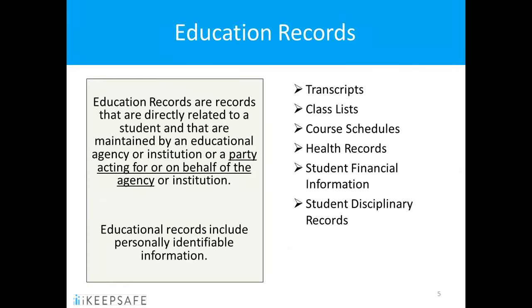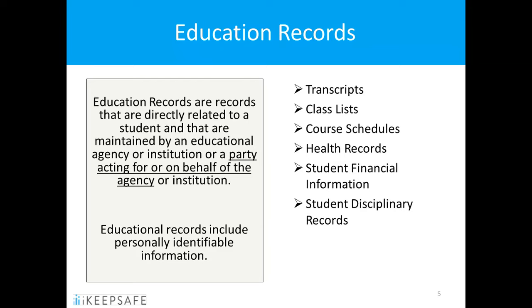In looking at the definition of FERPA, it's important to recognize what constitutes an educational record. Education records are records that are directly related to a student and that are maintained by a school or a party acting for or on behalf of the school. I've underlined a party acting for or on behalf of the school because this is where educational technology companies fall. You, as an ed tech company, are acting on behalf of the school. And we're going to take a closer look at this further into the webinar.